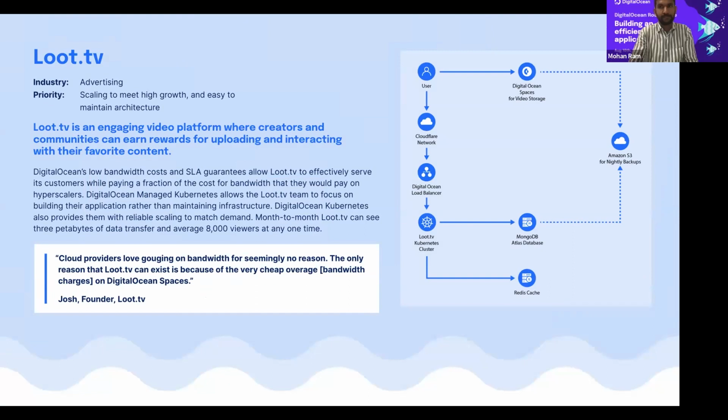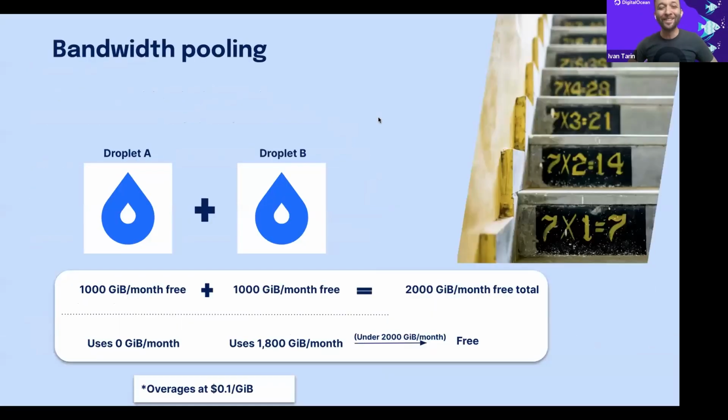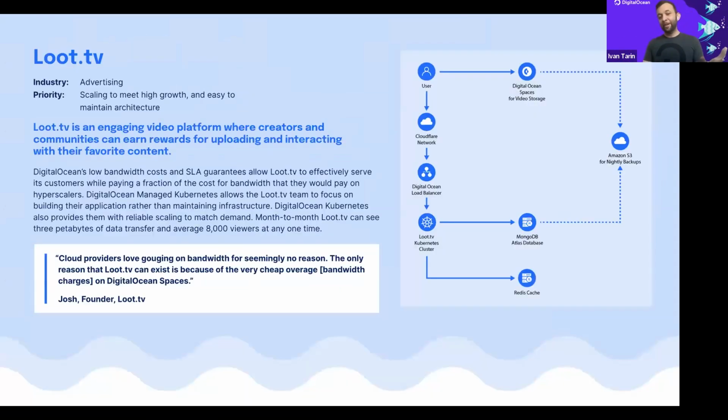Let me see. Yes, I think that might be a typo. Yeah, good catch. It's not 10 cents, it's 1 cent. So, yeah, thanks, good catch. Next slide, please.